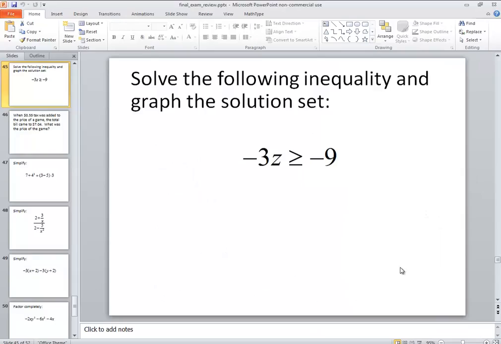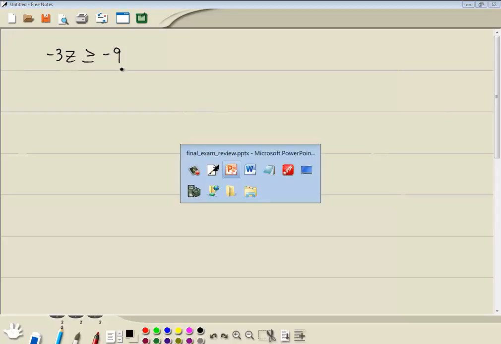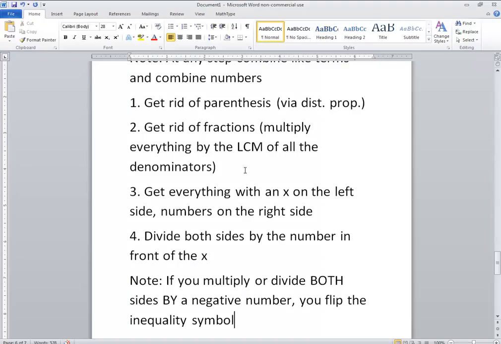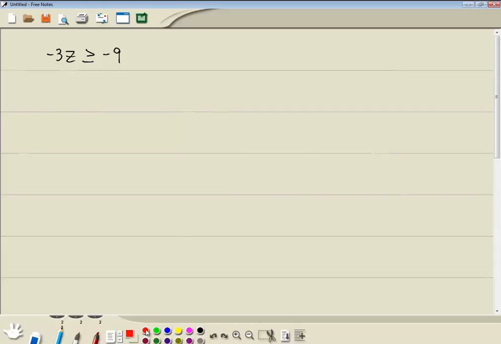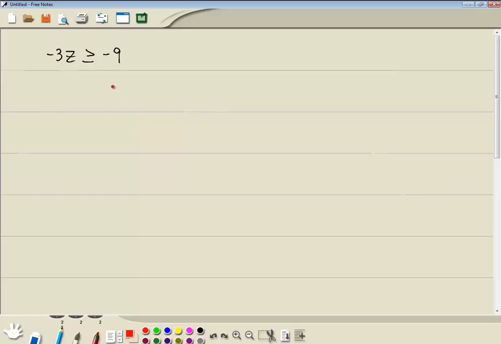Okay, now let's use this to solve this problem. We got negative 3z is greater than or equal to negative 9. Okay, step 1, get rid of parentheses. Don't have any. Step 2, get rid of fractions. Don't have any. Step 3, get everything with a z on the left side, numbers on the right side. Well, everything with z's over here and our constant terms over here, so that's done. Step 4, divide both sides by a number in front of the z. So we're going to divide both sides by negative 3.